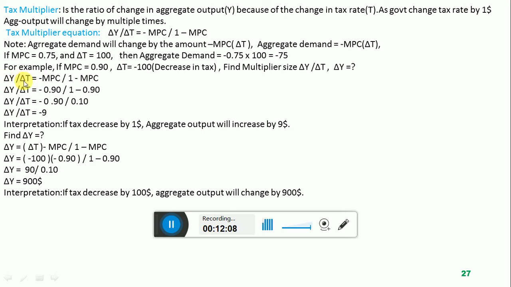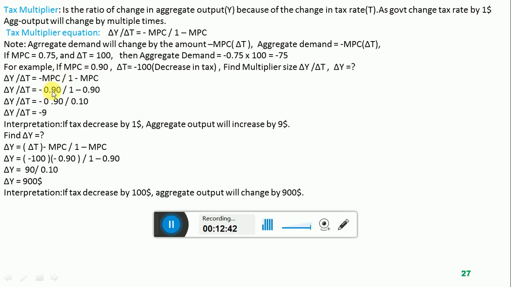Delta y whole divided by delta t is equal to minus MPC whole divided by 1 minus MPC. Now we have the MPC 90%, 0.90. We will substitute the value of the MPC in the tax multiplier equation, which is given here. This is the tax multiplier equation. So delta y whole divided by delta t is equal to minus MPC, which is 0.90.